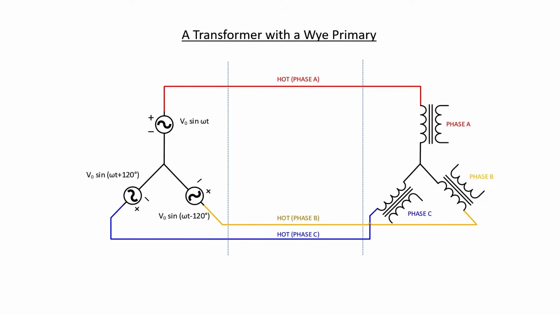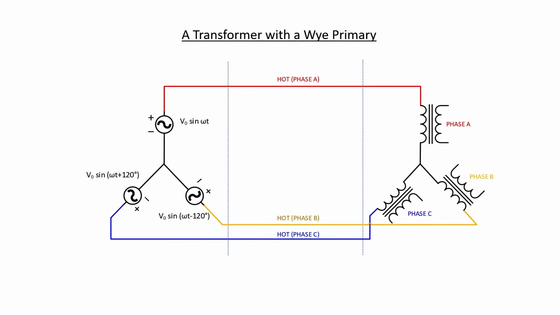In this diagram, we're looking at a Y primary transformer. So we could think about the left side of this diagram as representing a power plant that is outputting three independent phases. We immediately want to convert the output of that power plant to a higher voltage. We want to step it up. And to do that, we're going to use a three-phase transformer.